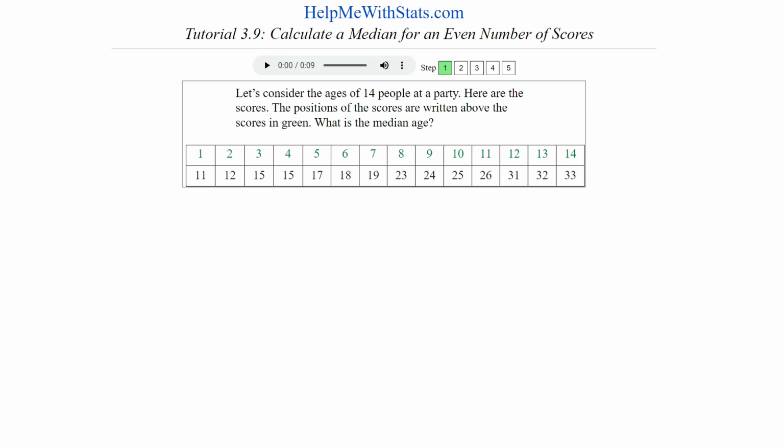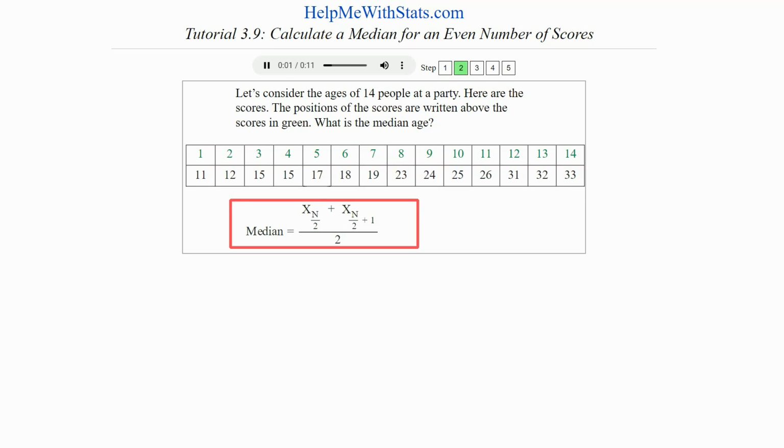HelpMeWithStats.com was used to create this tutorial that can help us calculate a median for an even number of scores. Let's find the median age of 14 people at a party. The age scores are in black, and the position of the age is above the age in green. Let's start with the general formula.